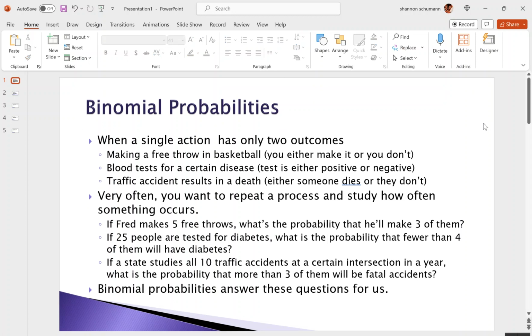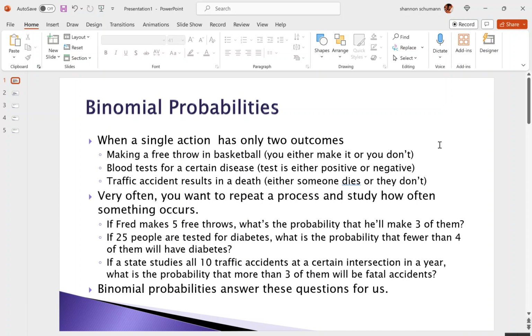Hi everybody, here is a quick discussion of binomial probabilities and how to use the template to calculate them. Okay, so as I'm seeing in the discussion, binomial probability is when you have an action that you repeat over and over and over, but that action can only have two outcomes.